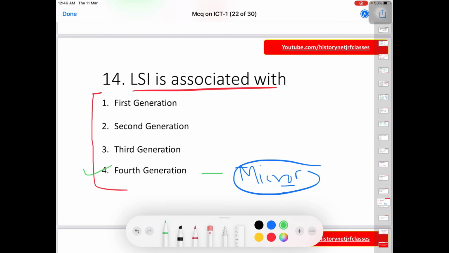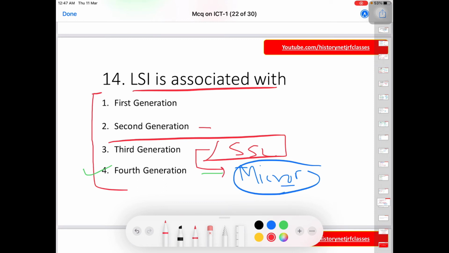Under third generation it is small scale integration. Okay, under second generation there is no such thing as integration, but third generation is SSI, that is small scale. Then fourth generation is LSI, that is large scale or very large scale integration. Okay, so this is about that.